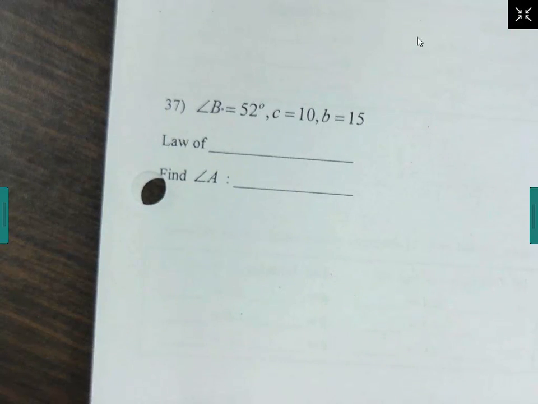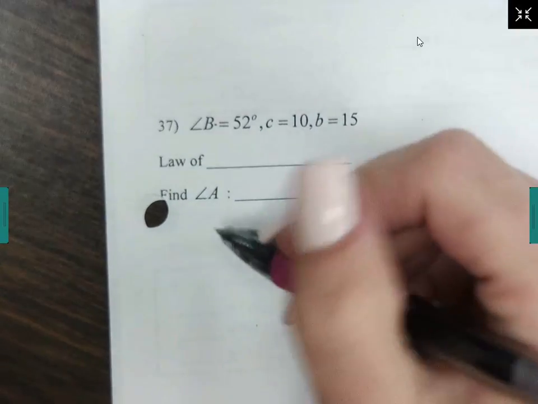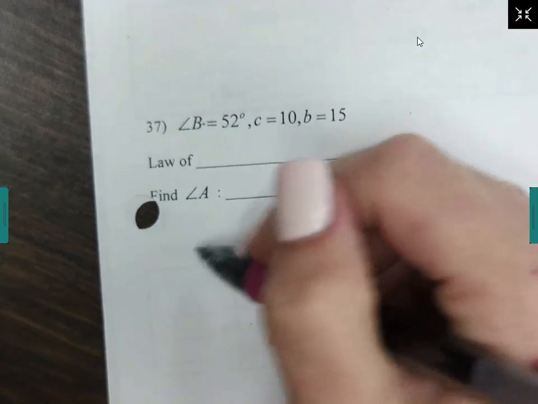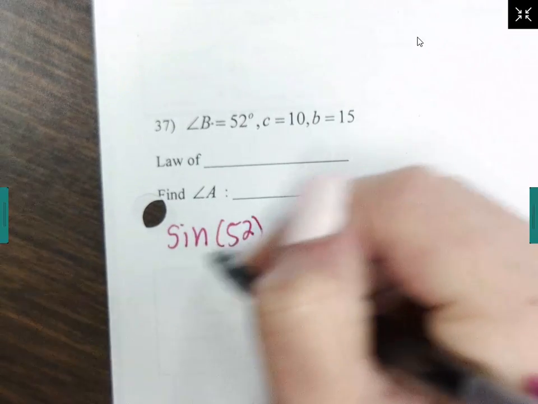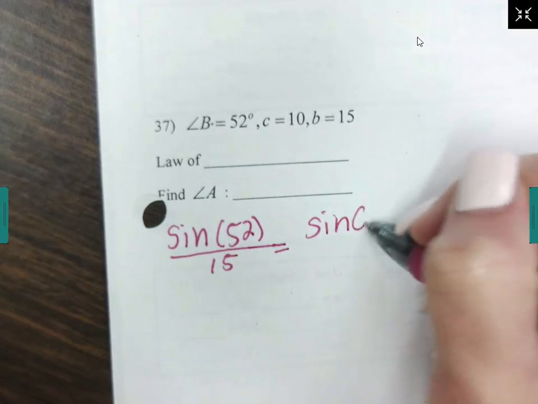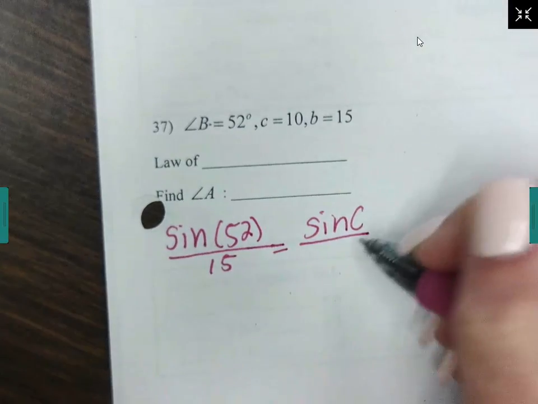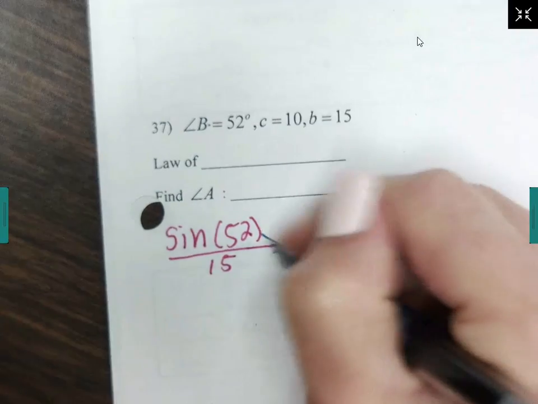If we know 2 of the 3 angles of a triangle, no, we don't have to do it twice, because once we know angle C, we already know B. Right. Okay. So we need to find C to help us find A. So this would be the sine of 52 divided by 15 is equal to the sine of C divided by 10. So then we cross multiply.